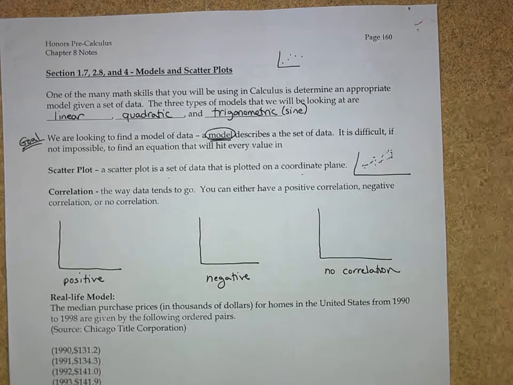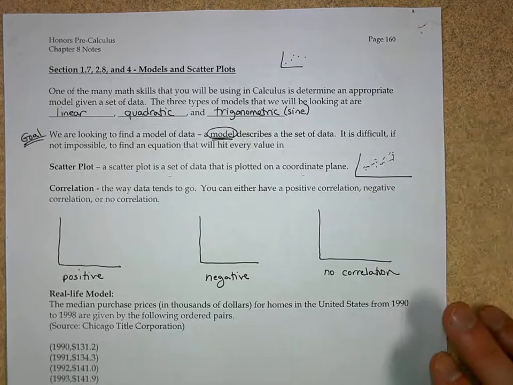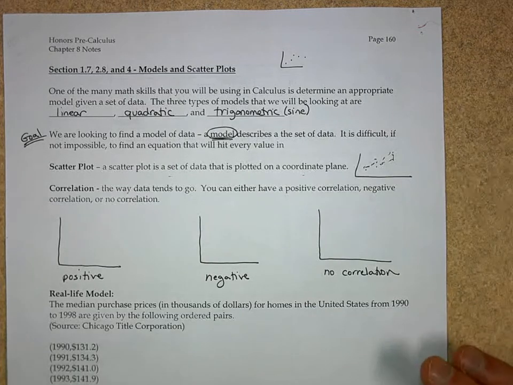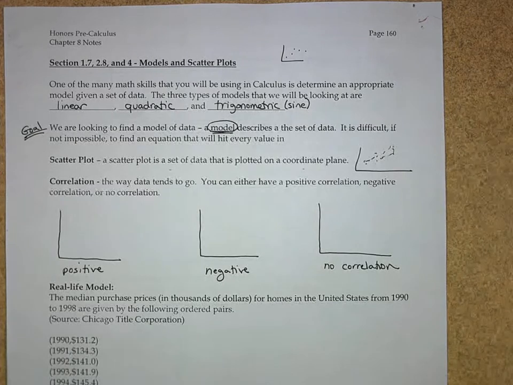A scatter plot is the set of all data points on a coordinate plane. So we've got all these points plotted, and there are all these dots just sitting in space. Nothing really special about that. The way the points are aligned, though, is going to be important. And there are three types of correlations that we're going to be looking at.